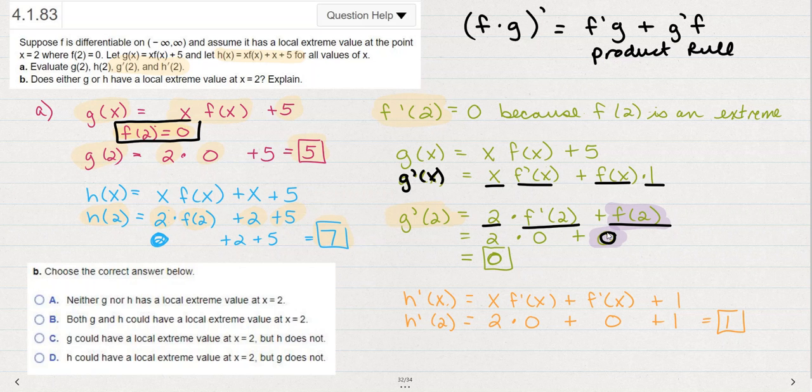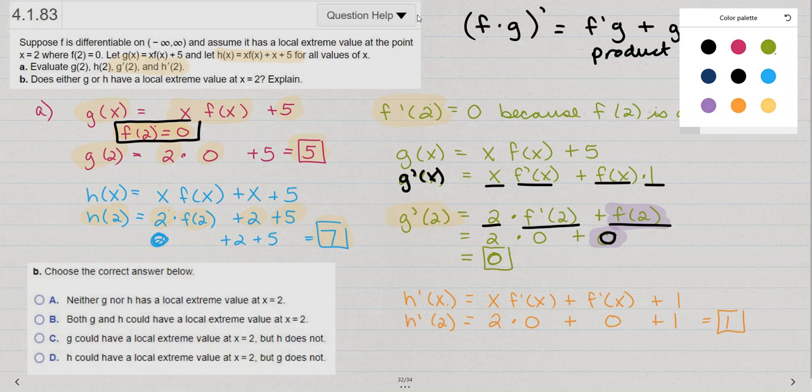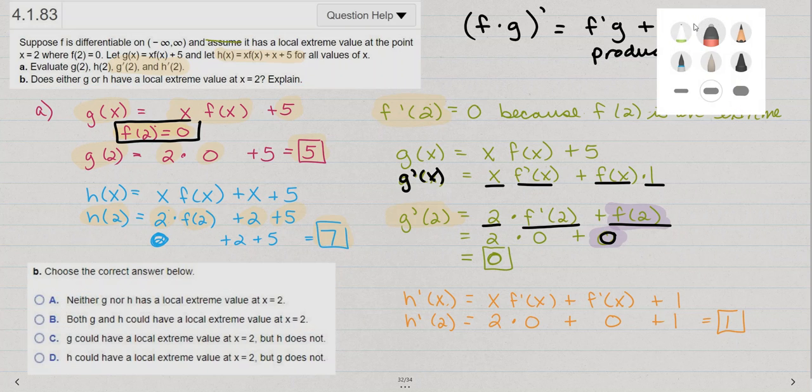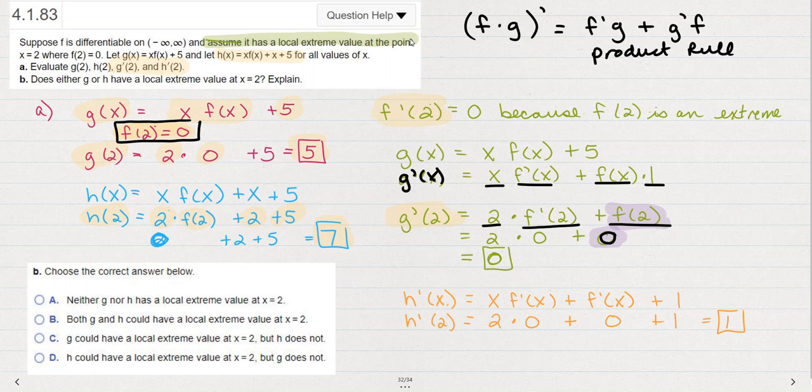And we're given that, let me highlight it here with green, assume that f has a local extreme at x equals 2. So that's this right here. If it has a local extreme at 2, then f prime of 2 must be 0. So we could replace this f prime of 2 with 0. So we end up with 2 times 0 plus 0, or 0.